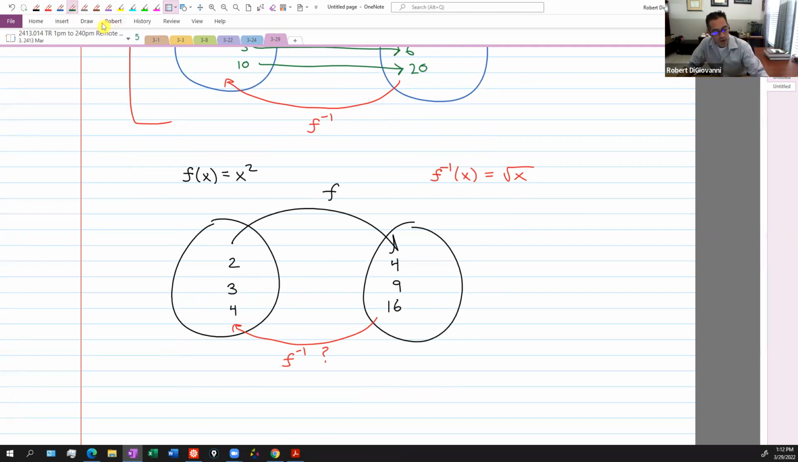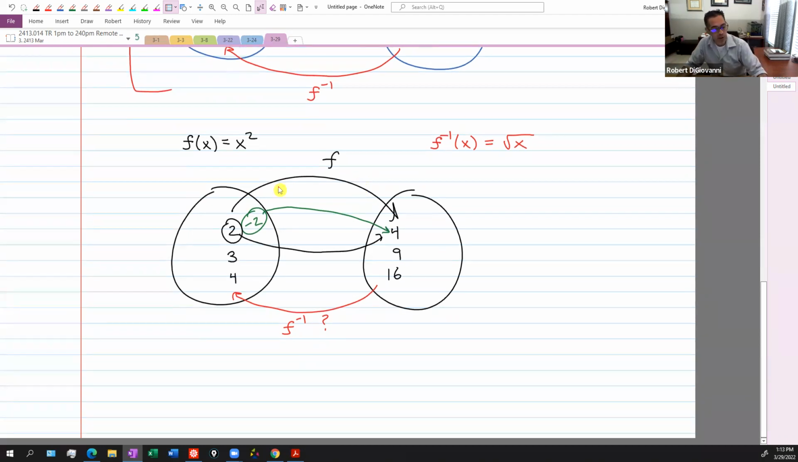But look, we also could have plugged in -2, right? Where would -2 have gone? To 4 as well, right? So you have that 2 goes to 4 and -2 goes to 4. So if the inverse function should take 4 back to where it came from, but it came from 2 places, you can't go back to 2 places. To be a function, you can only be sent to 1 value. So this won't work.